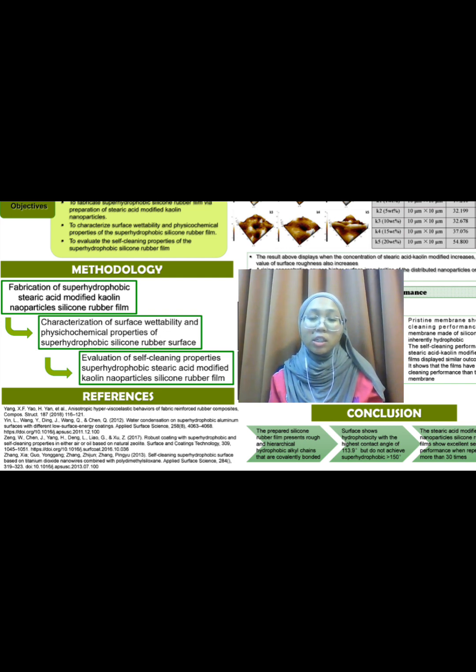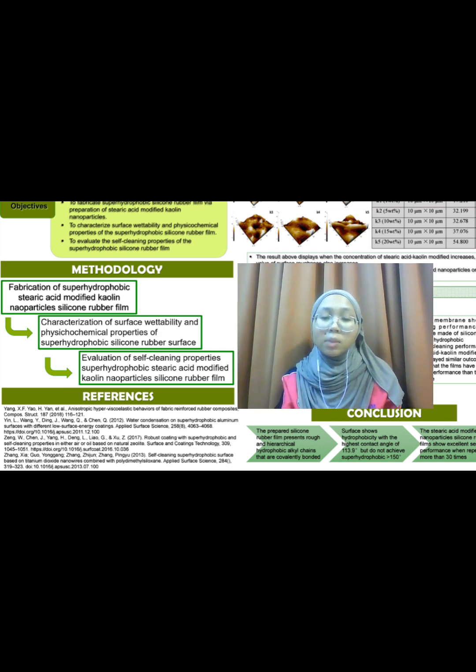The physical-chemical properties of the superhydrophobic silicone rubber film were tested by using field emission scanning electron microscopy, which is FESEM, to study surface morphological features of the film and the size of the stearic acid modified kaolin nanoparticles. AFM was used to characterize the surface roughness of the superhydrophobic silicone rubber film. Last but not least, the evaluation of self-cleaning properties.